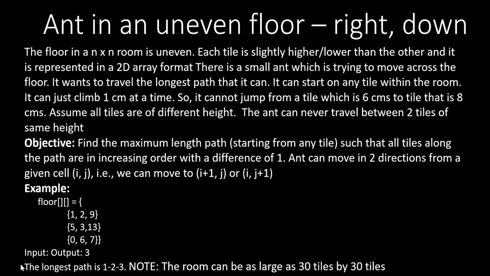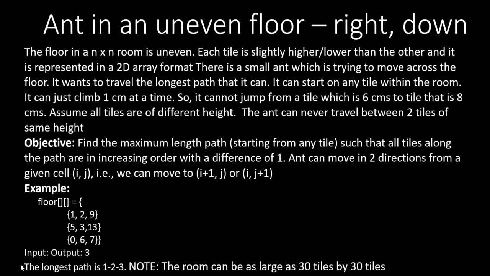The ant can never travel between 2 tiles of the same height. Objective: find the maximum path length, starting from any tile in the room, such that all tiles along the path are in increasing order with a difference of 1, and it can move in 2 directions from any given cell. It can move to the next row, same column, or next column, same row, right? So these are two methods it can move. That means it can move to the right, it can move down.